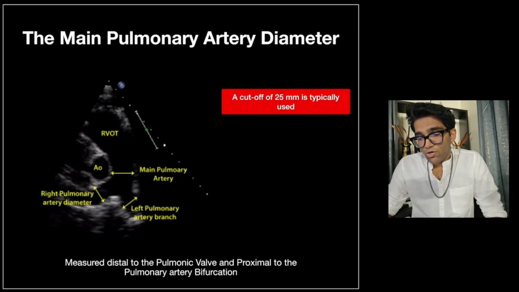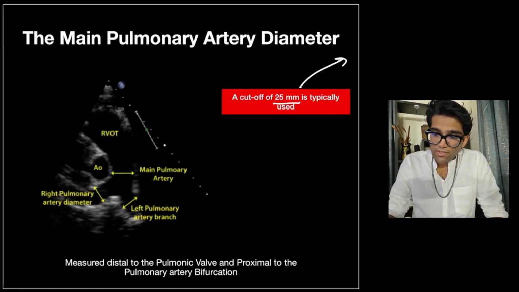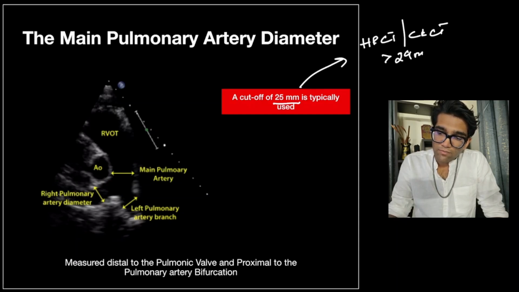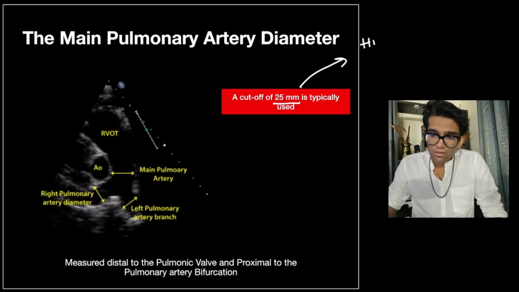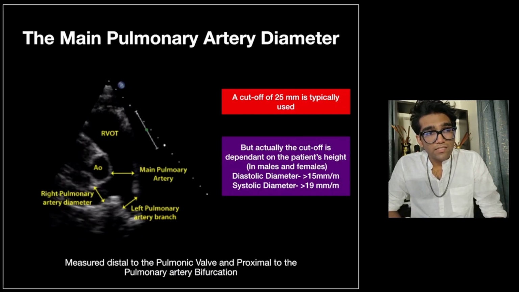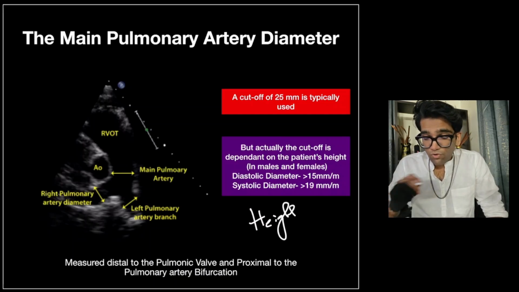The cutoff typically used is 25 millimeters. We'll discuss later that in CT we use a cutoff of more than 29 millimeters. This cutoff therefore has higher sensitivity, but specificity is significantly low. On the other hand, a very recent study has demonstrated that the main parameter that determines the expected diameter of the main pulmonary artery is actually the height of the patient. So it needs to be standardized for height.